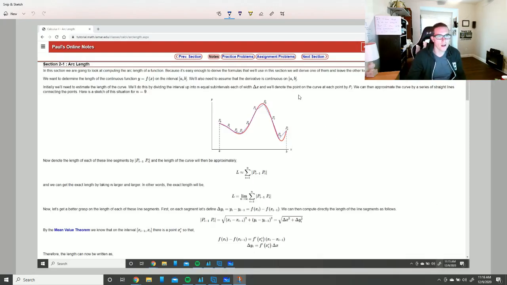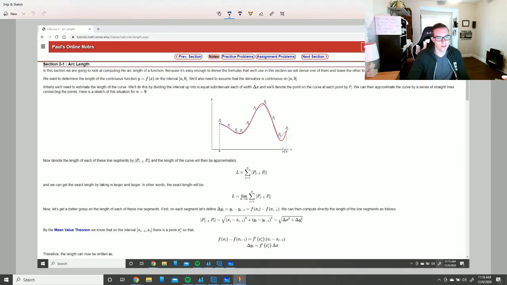Okay? So it says in the section arc length, derive one of them. Cool. We want to determine the length of the continuous function y equals f of x, just saying we have some function of x, on this interval, a to b, closed interval a to b. The derivative is continuous. That just means it's continuous and differentiable. So when they say derivative is continuous, that means the original function is continuous and differentiable. Initially, we need to estimate the length of the curve. So this is the idea behind it.